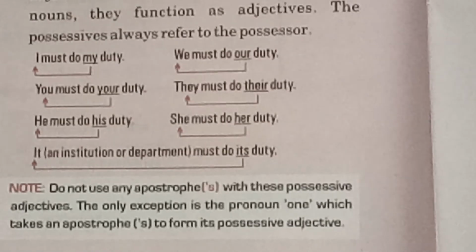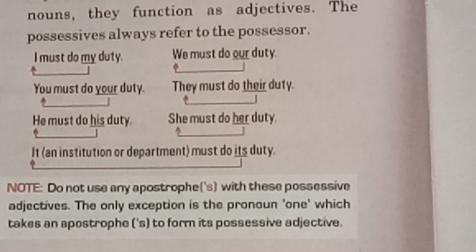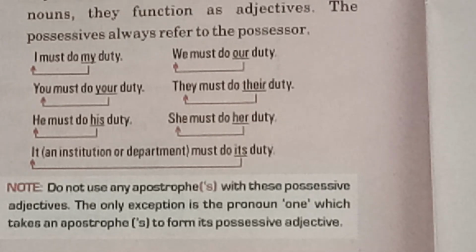Now, we never use apostrophe s with these possessive adjectives, right? The only exception is the pronoun one, which takes an apostrophe s to form its possessive adjective. One's के लिए हम सिर्फ apostrophe s लगाते हैं, otherwise we never put the apostrophe s for using the possessive adjectives.